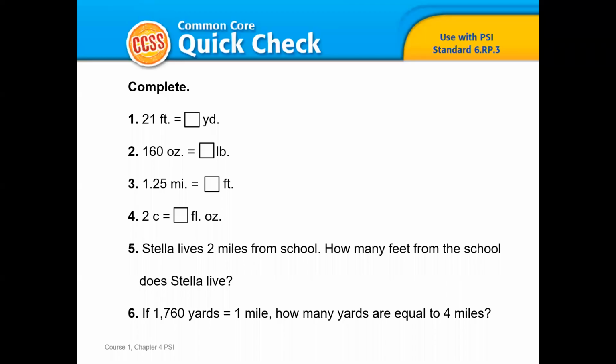Hey, welcome back. This is Math, Chapter 4, Problem Solving Investigation. Draw a diagram.